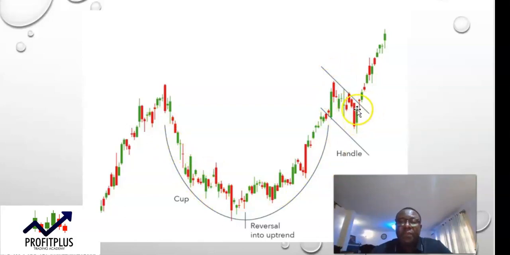All right, a breakout from the upper trend line, that's a resistance, will give you an opportunity to buy the market. And your target is the depth of this cup. So from this high here to the low here will give you the number of pips to target for your TP1 from the breakout of the upper trend line here.